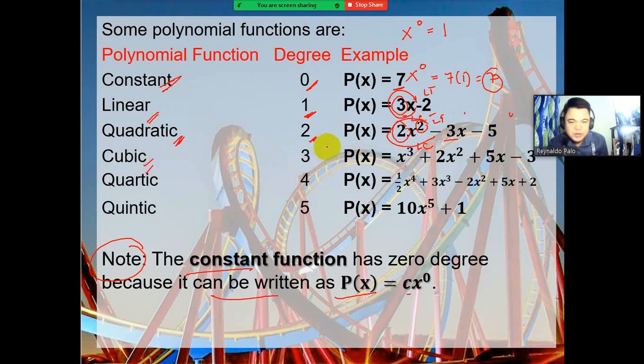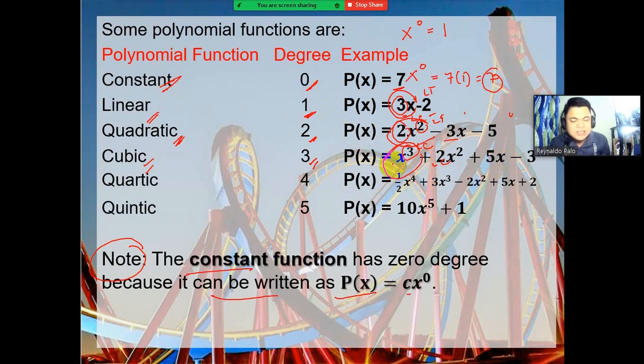Next, we have cubic. When we say cubic, of course, cubic means 3. The highest degree is 3. So we have p of x equals x cubed plus 2x squared plus 5x minus 3. Among the terms, if the terms are not arranged, just look at the term with the highest exponent. In this case, it's x cubed. The highest exponent is 3.